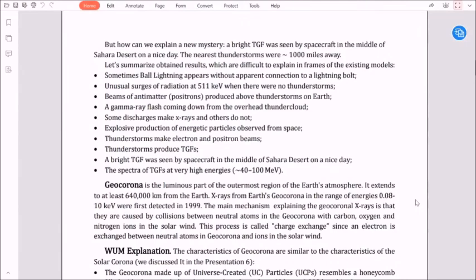The main mechanism explaining the geocorona X-rays is that they are caused by collisions between neutral atoms in the geocorona with carbon, oxygen, and nitrogen ions in the solar wind. This process is called charge exchange, since an electron is exchanged between neutral atoms in geocorona and ions in the solar wind.